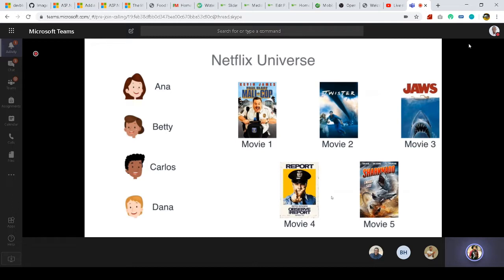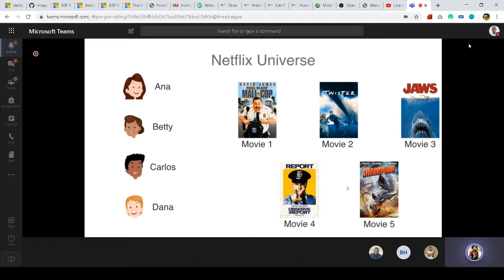And then we have these 5 movies in the Netflix universe. They are based on something or the other, but some are related and some are not. So we will go through the slides and we will know what we are talking about. So these are 5 movies: Mall Cop, Twister, Jaws, Observe and Report, and Sharknado.